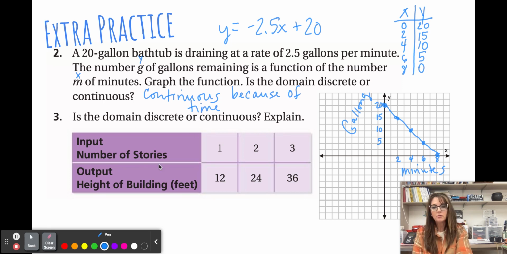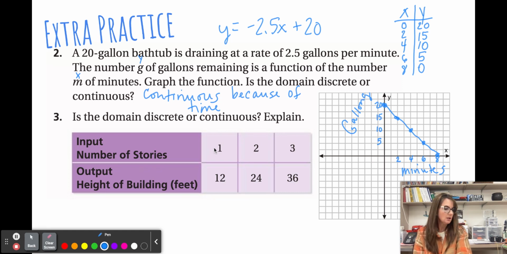Okay, what about number 3? In 3, we're talking about the input being the number of stories and the output being the height of the building. So when we're talking stories, we're talking floors, right? If they have 1 floor, 2 floors, 3 floors, or a 1-story, 2-story, 3-story building. And then this is the height and it's in feet. So when we're looking at the input, is it practical to have a continuum? Does it make sense to have 1.5? Would you be able to measure the height of the building if we had 1.5 or 2.5? We really don't look at that, right?